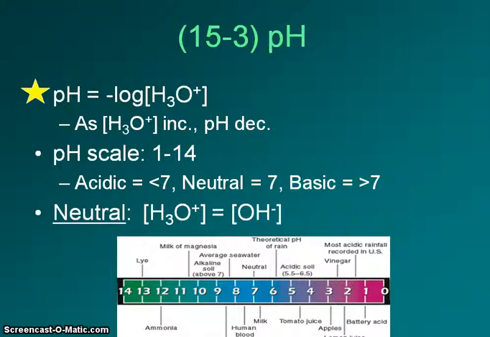scale. The pH scale itself ranges from 1 to 14, some might say 0 to 14, depending on what type of equipment you're using. Anything below 7 is acidic, 7 is neutral, and then anything above 7 is basic or alkaline. And then neutral is when your H3O plus and OH minus concentrations are going to be equal, so when your hydroniums and hydroxides are equal to one another.